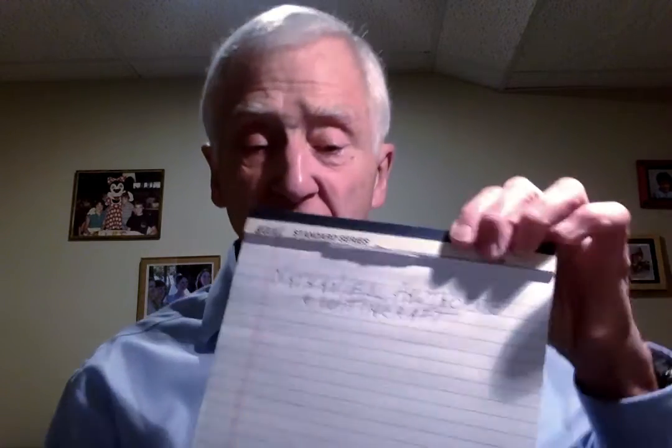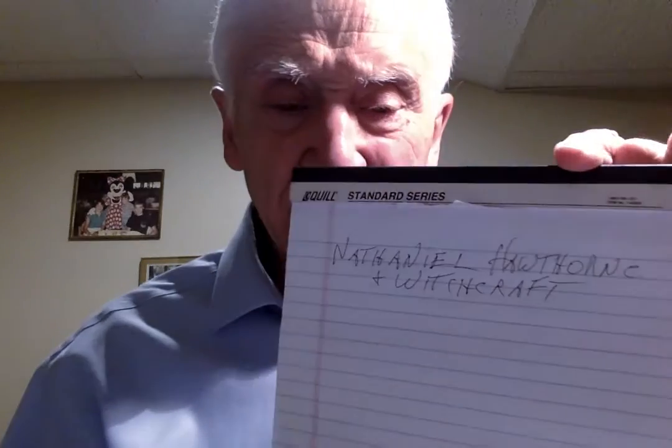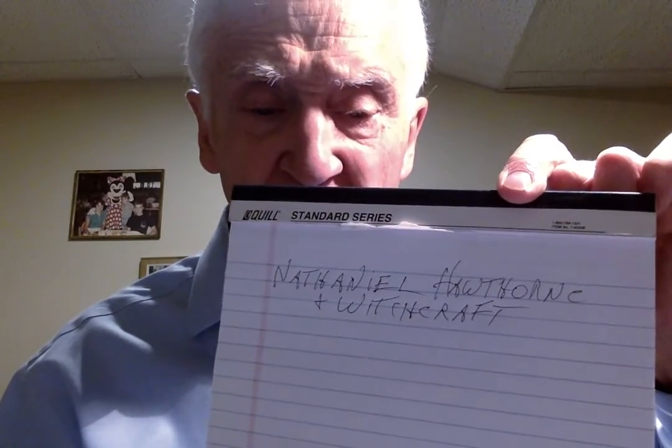So I don't know if you can read that, but that says Nathaniel Hawthorne's life and Witchcraft, okay? And all the cards that I had in pile 1 had to do with that. So now I take pile 1, the pile that had to do with Nathaniel Hawthorne's life and Witchcraft, and I organize within that pile, okay?